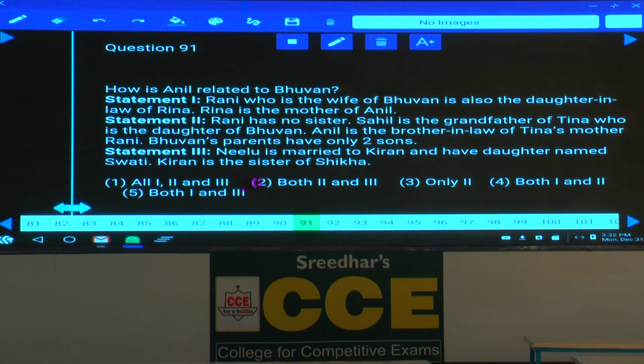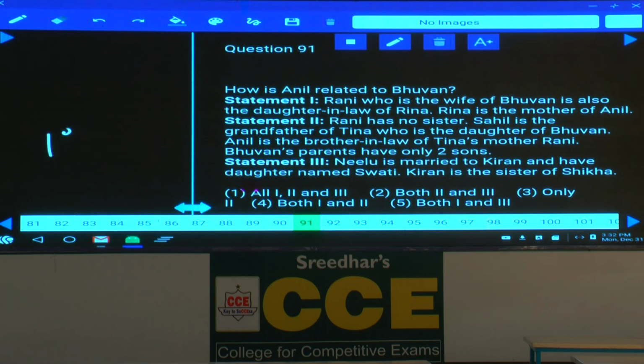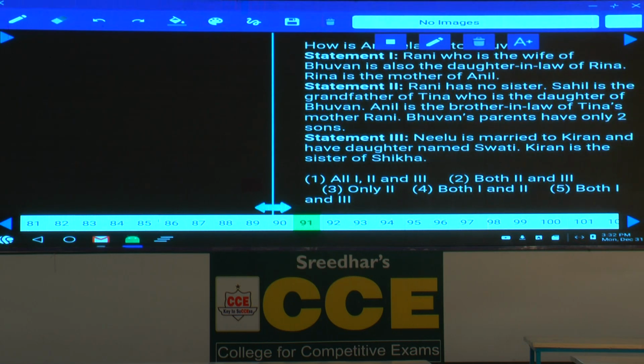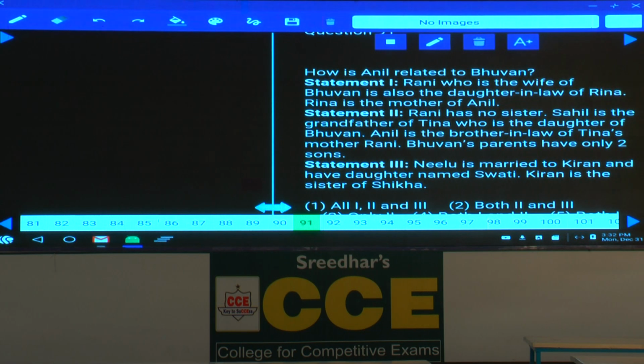Now, paper number 19, question numbers 91 onwards. Question number 91 and 92, these two questions are based on data sufficiency. Now, this data sufficiency is based on three statements. The question is about how Anil is related to Bhuvan. Now, we need to find out the relation of Anil with that of Bhuvan.